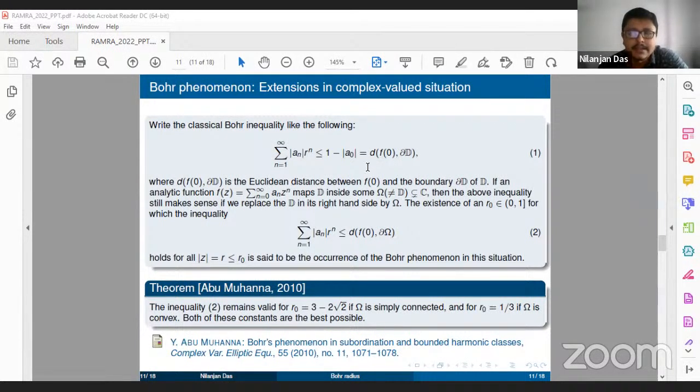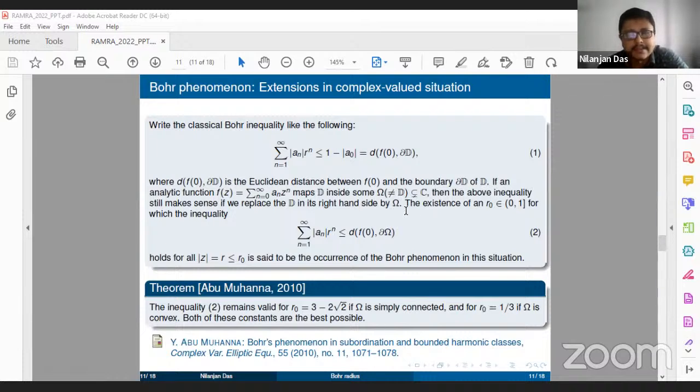Now, one natural question is, can one give a proper form of the Bohr inequality for functions that map D not inside D, but inside some other domain omega? Then in this definition, in inequality one, we can just replace this open unit disk D by omega, and that definition will still make sense.